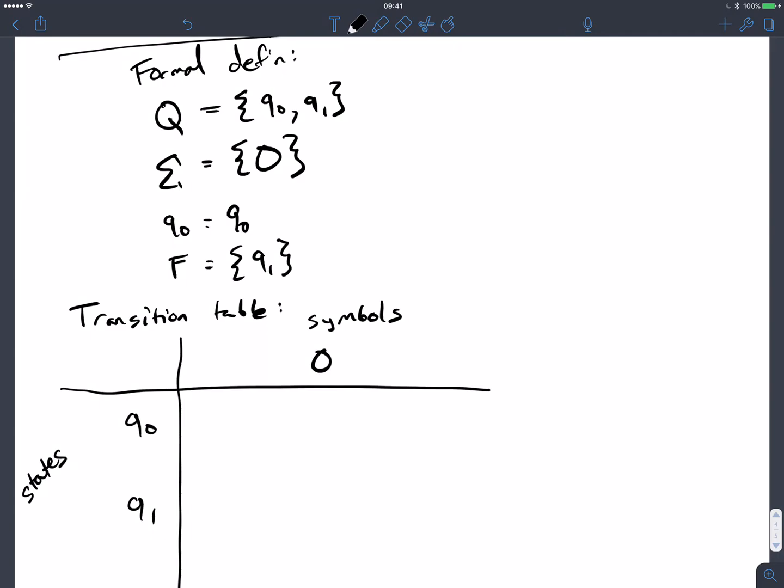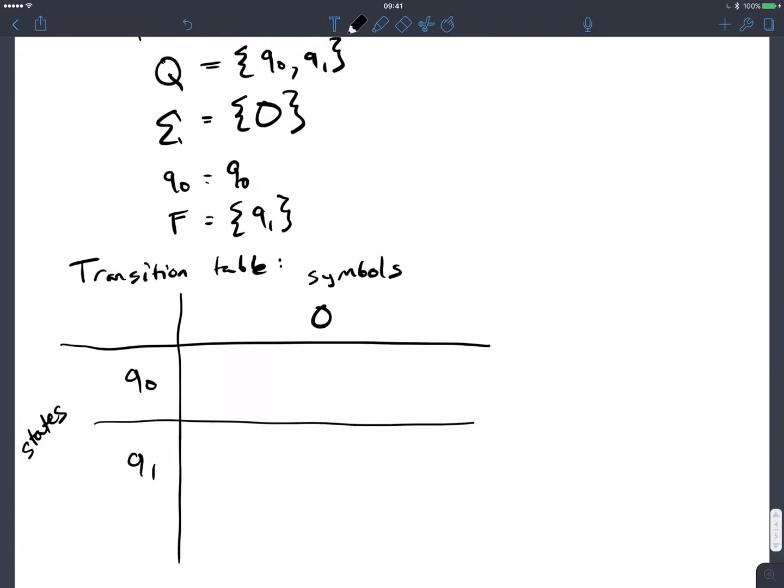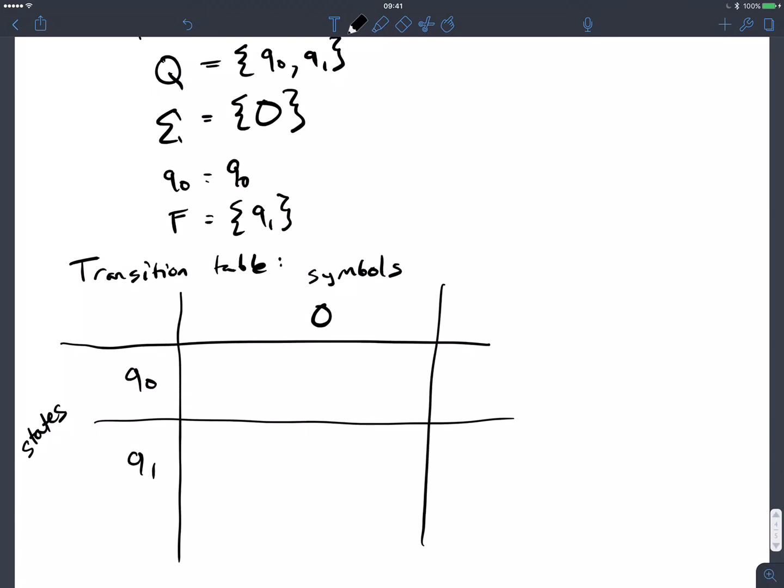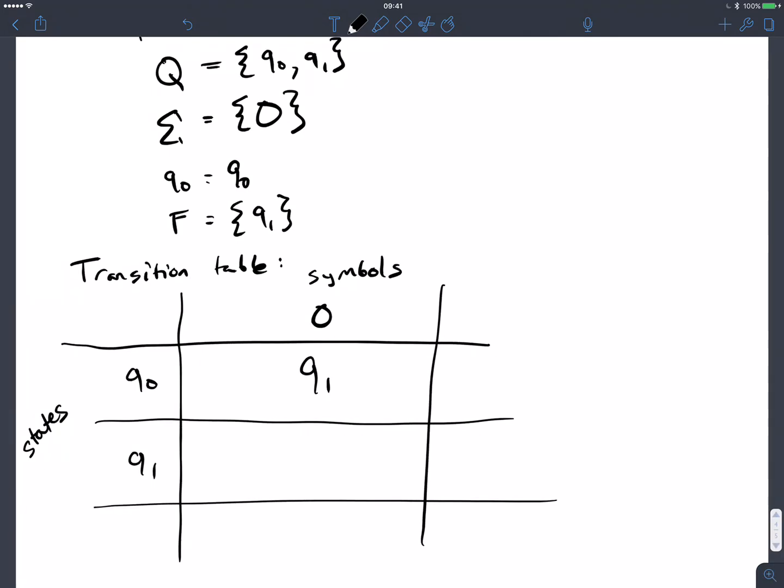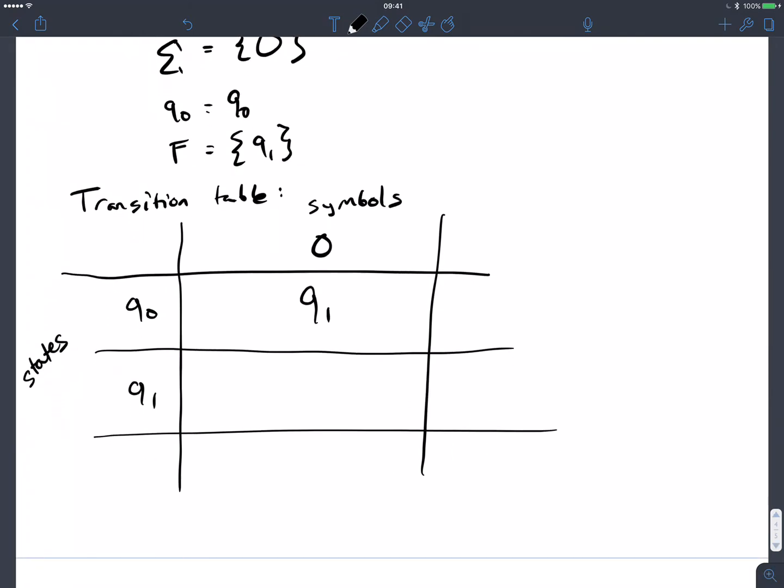Yeah, every single entry in this table is filled with exactly one state. That's all it means. Every row and every column has exactly one state in it. So what should I put in the entry for Q0, 0? Q1. And Q1, what should I put in its row? Q0. Nothing fancy. It's just straight up copying what's in the diagram into a table. Any questions about that?